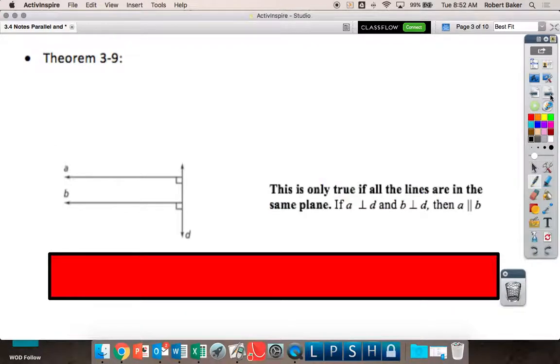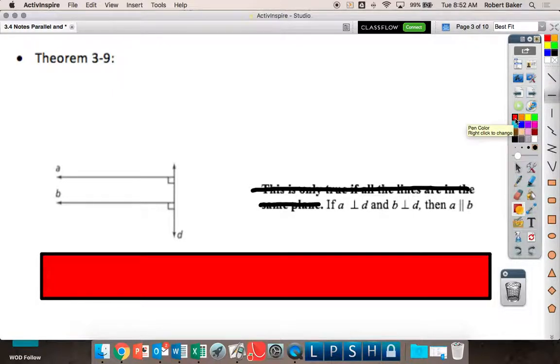All right, the next one is an unnamed property. It's just theorem 3-9. We can't name it. Whew, this one's tough, all right? This stuff is important, but it doesn't really add to the definition, so I'm going to delete it for a second. If A is perpendicular to D, so if the red line is perpendicular to the blue line, and the green line is perpendicular to the blue line, then A and B are parallel. So it says if red is perpendicular to blue and green is perpendicular to blue, then red and green are parallel. Yes, sir.